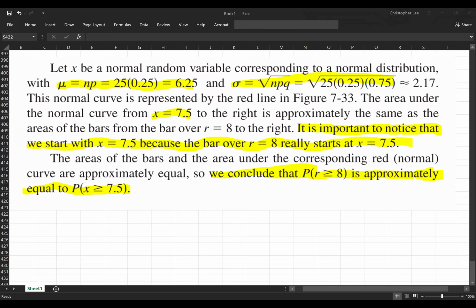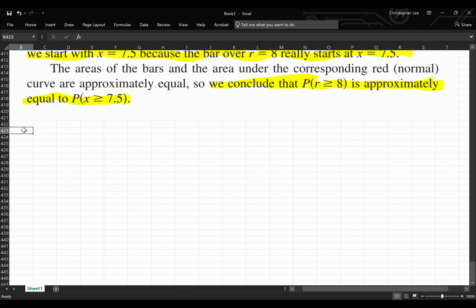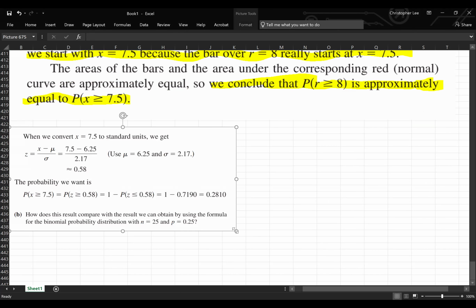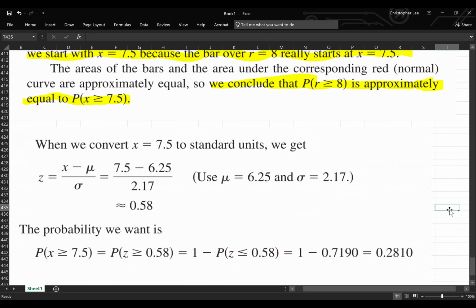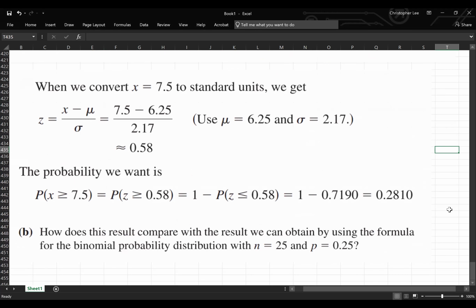All right. So when we convert x equals 7.5 to standard units, we get 0.58. So we have the probability of x greater than or equal to 7.5 is equal to the probability of z greater than or equal to 0.58. We do the complement of that, so 1 minus 0.58, which will give us 0.281, right?